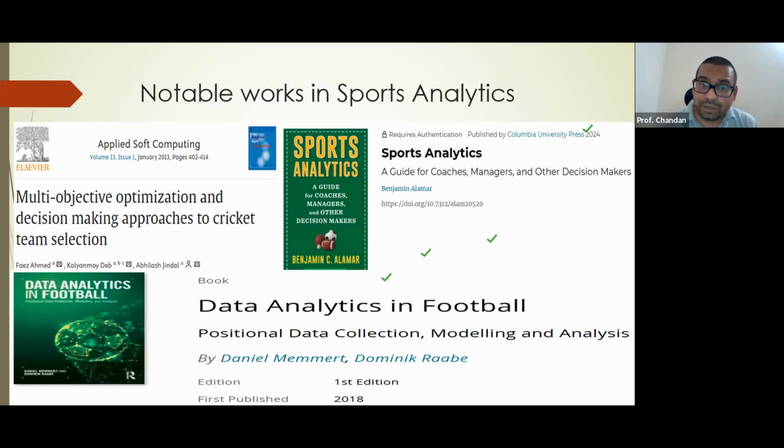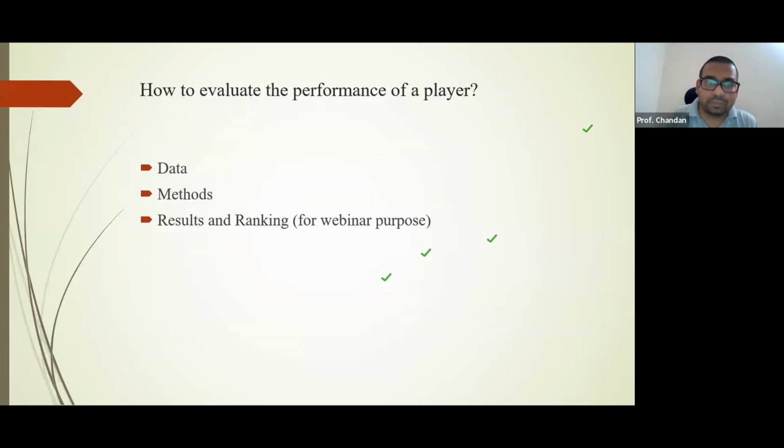in football, and another book by Benjamin C. Alamar. They quoted examples from various other sports, for example, baseball, football. So in this slide, we can observe the role of operational research or sports analytics can be implemented in cricket, baseball, football, and various other sports categories.